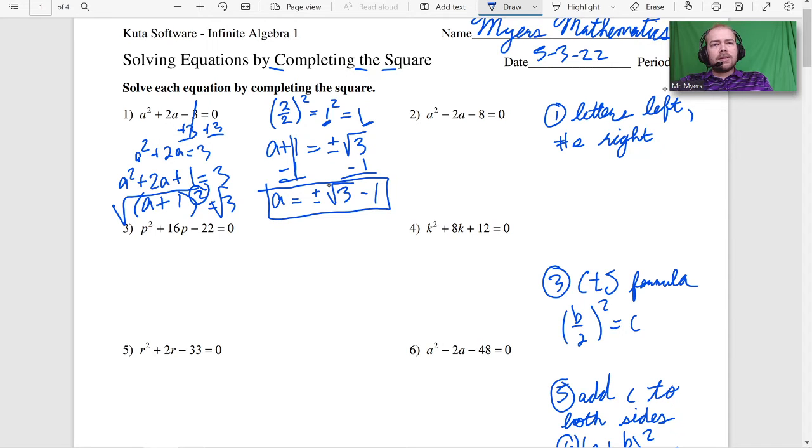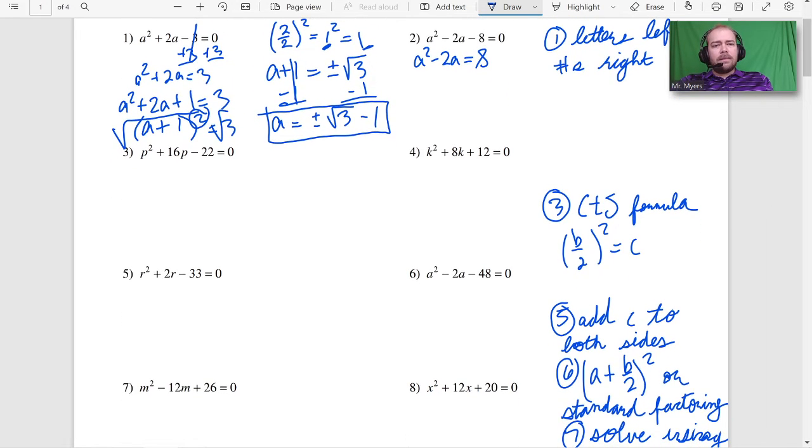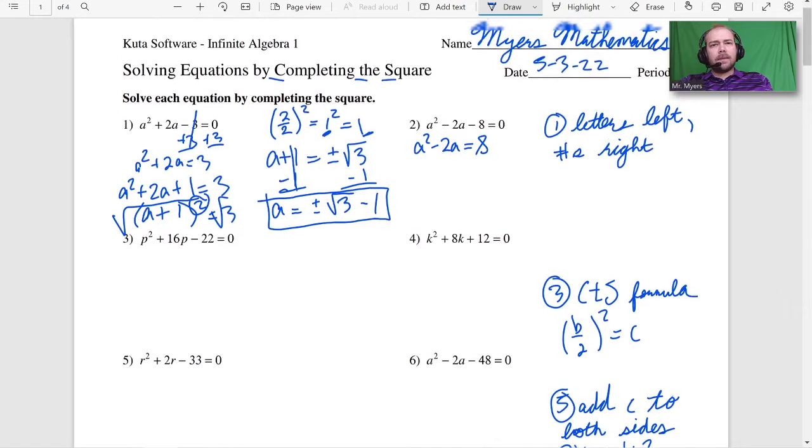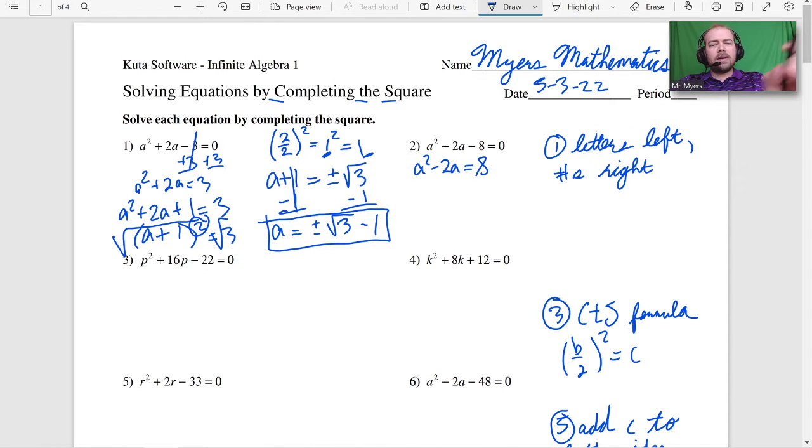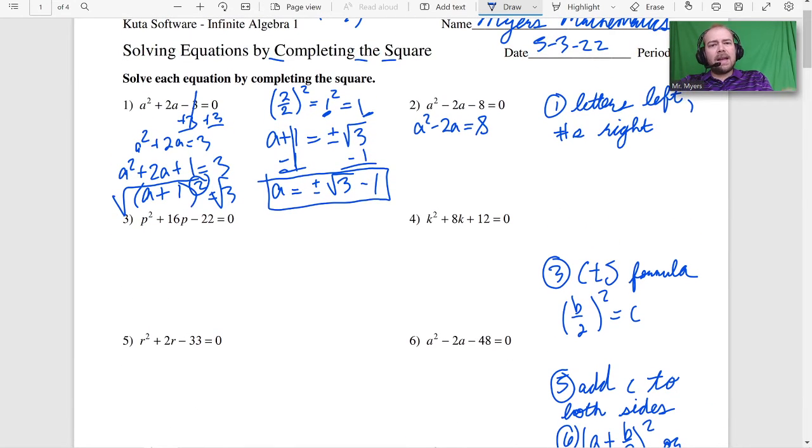Step 1, letters on the left, numbers on the right. Okay, well, we need to add 8 to both sides then. All right, step 1, done. Step 3, we use the completing the square formula. Okay, I'm going to do that up here at the top maybe because I might run out of space. So b is negative 2. You have to include the sign. Squared. Negative 1 squared is 1. So c is 1 again. We're going to then add c to both sides. Step 5, add c to both sides. Add 1 to both sides. 8 plus 1 is 9.